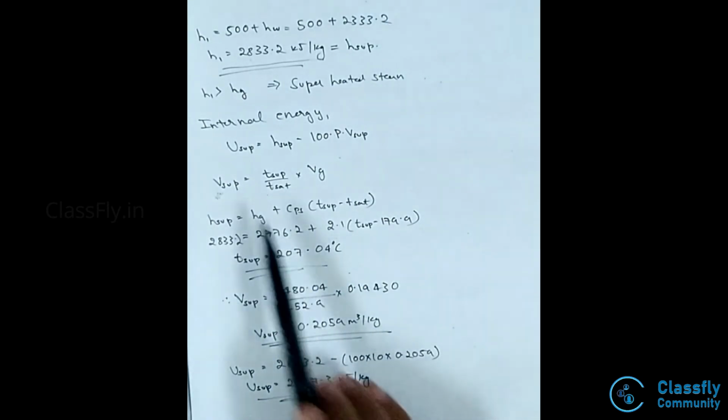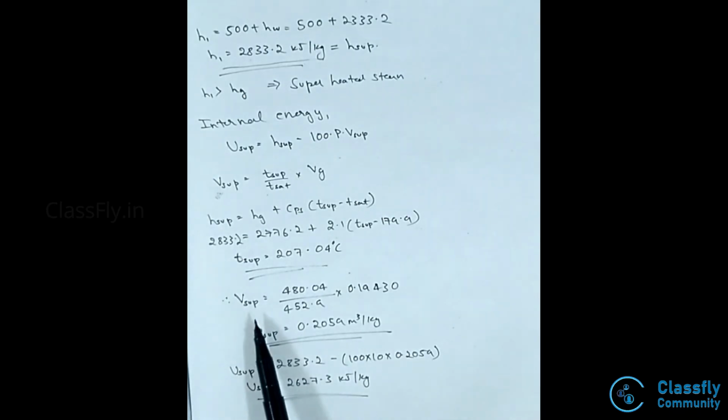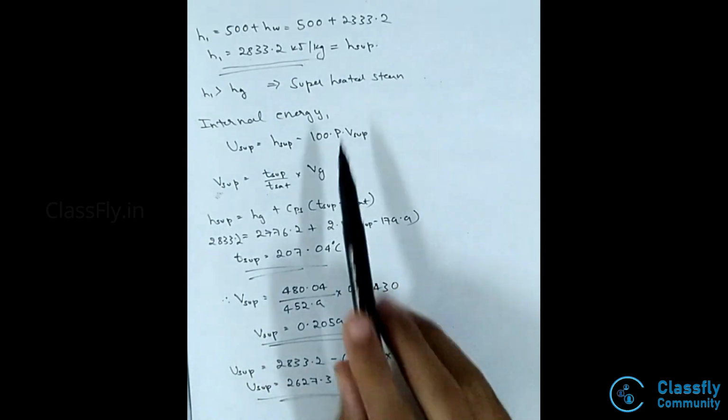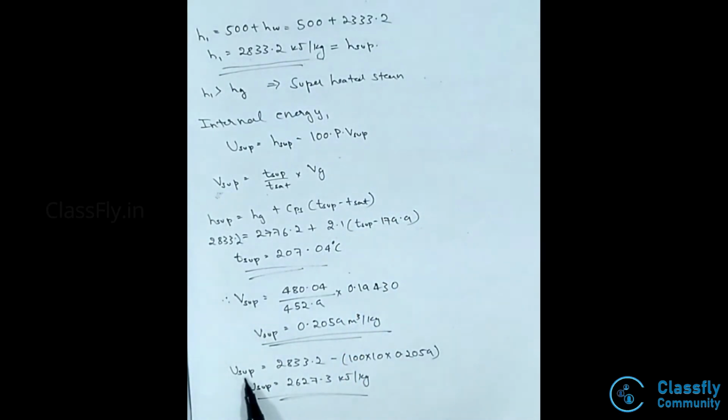Now, substituting this, we have the specific volume of the superheated steam to be 480.04 divided by 452.9 into 0.1943. Hence, we get the value of Vsup to be 0.2059 meter cube per kg. Now, substituting this value in the equation, we have the internal energy of the superheated steam to be 2833.2 minus 100 into the pressure 10 into the superheated volume, that is 0.2059. On solving this, we get the value of the internal energy of the superheated steam to be 2627.3 kilojoules per kg.